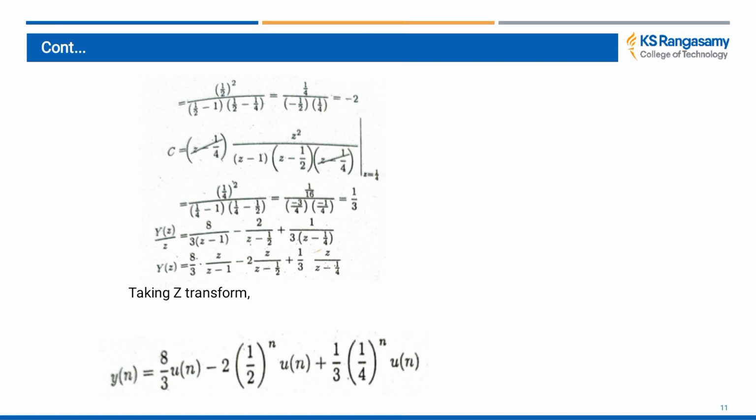So this is how we have obtained the step response and the impulse response of the system. If they are asking for the response of the system or the transfer function of the system, it is sufficient that you find y of z divided by x of z.